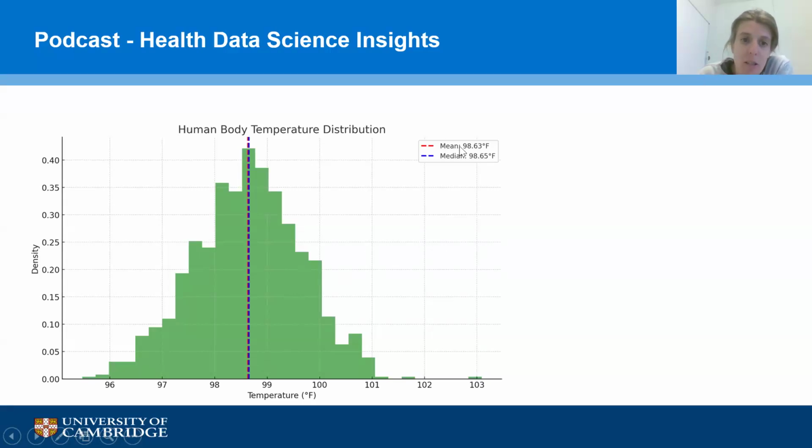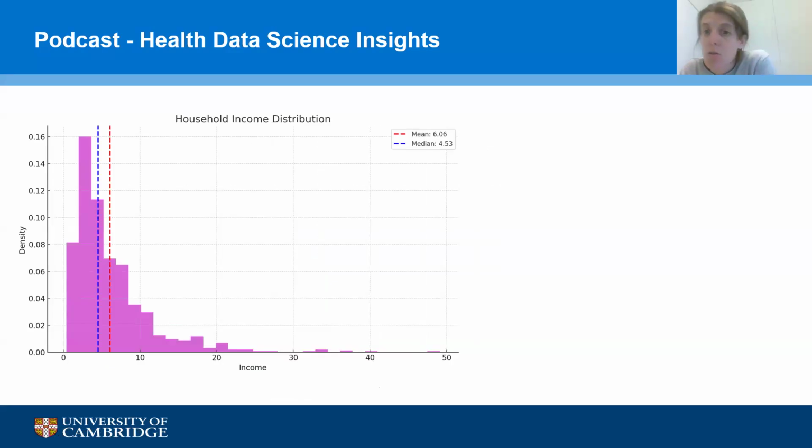There are other cases where the mean and the median are not so close. This is the household income distribution in a population, in units of 10,000 pounds. As you can see, it's not distributed as before. More or less the majority is in this group, and after that the values decrease in this direction. And here the mean and the median are different. As you can see, the mean is bigger than the median.